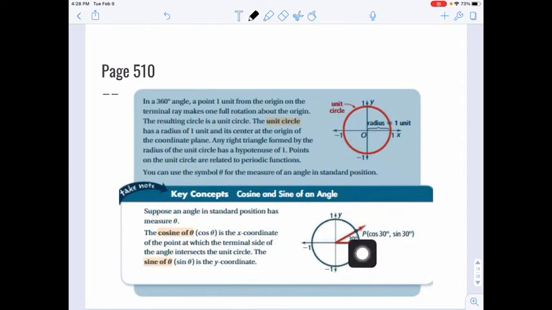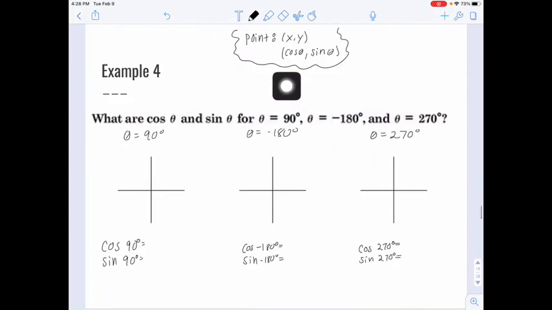So here we have the initial side and the terminal side of a 30-degree angle. This point, where the terminal side intersects the unit circle, P, is cosine of 30 and sine of 30. Cosine is always your x value, sine is always your y value. I've gone ahead and written that little note that if you have the point (x, y), that is going to be cosine of theta, sine of theta.